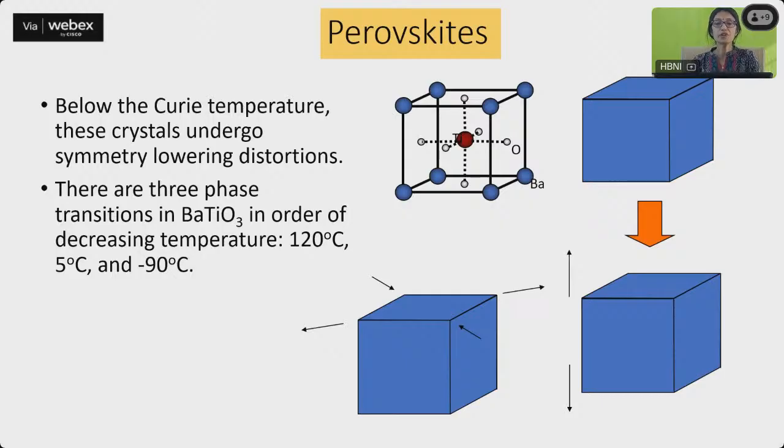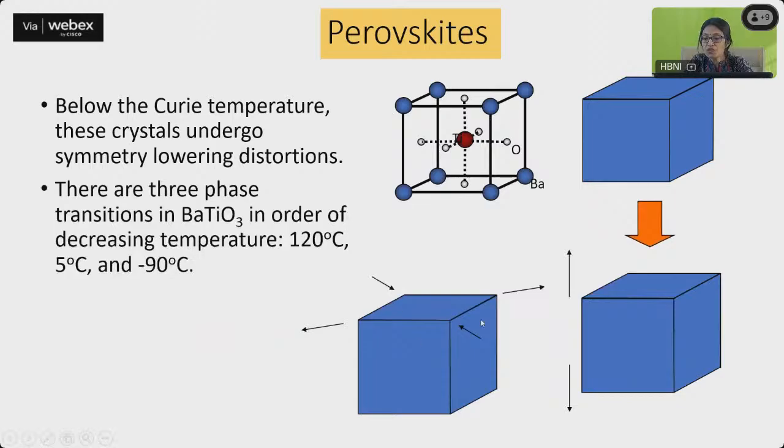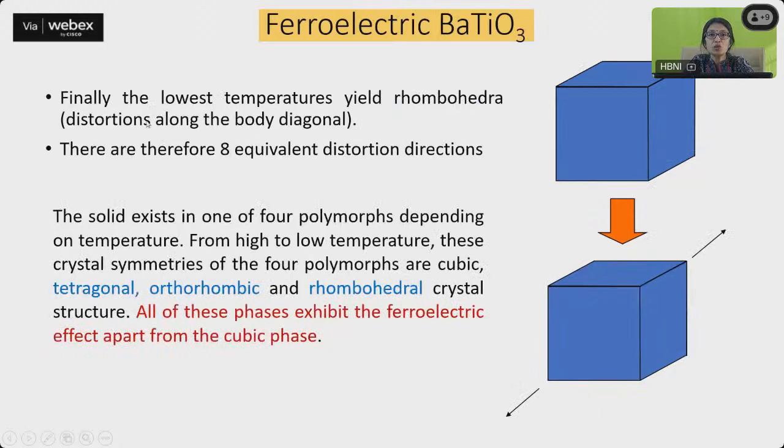Below the Curie temperature, these metal crystals will undergo symmetry lowering distortions. There are 3 phase transitions in barium titanate in order of decreasing temperature: at 120 degrees centigrade, 5 degrees centigrade, and minus 90 degrees centigrade. You will see all these different kinds of elongation and contraction happening. Finally, the lowest temperatures yield rhombohedral, which is distortion along the body diagonal. So along the body diagonal, you're kind of pulling it, and there are therefore 8 equivalent distortion directions.